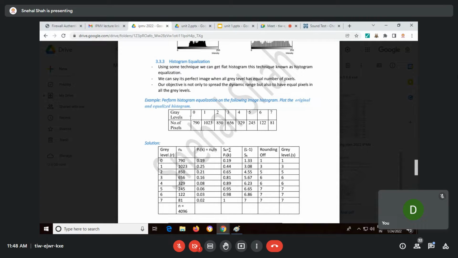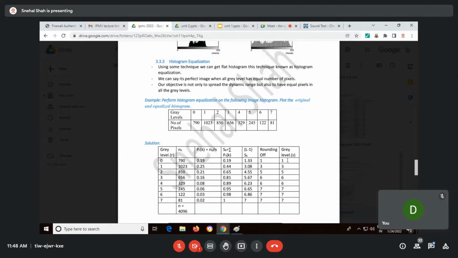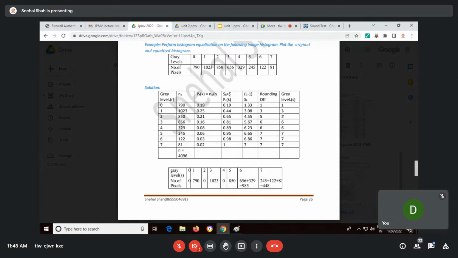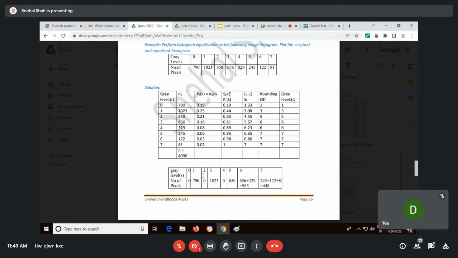So for 0, how many are there? 790. This 790 is the number of pixels you have to write down for gray level 1 in the new image S. So for 1 you write down 790. Now for gray level 2 in the new image, 2 is absent, so write down 2 and write the number of pixels as 0 because gray level 2 is absent.